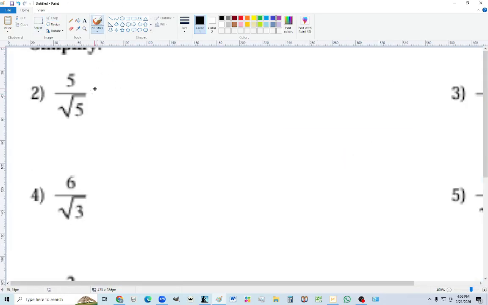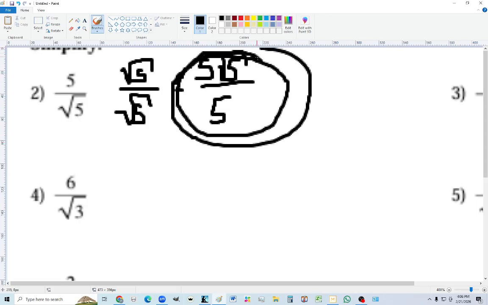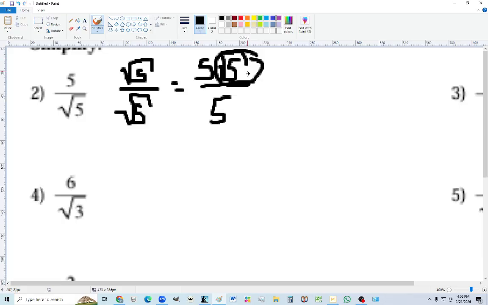You simply have to get rid of this square root 5. So I'm going to multiply it by square root 5. But I have to multiply the top by square root 5. Square root 5 times square root 5 becomes 5. And up top, it's simply 5 times the square root of 5. This is the simplified format. This is how you would leave it because this is exact. I could always take the square root of 5 and multiply it by 5.